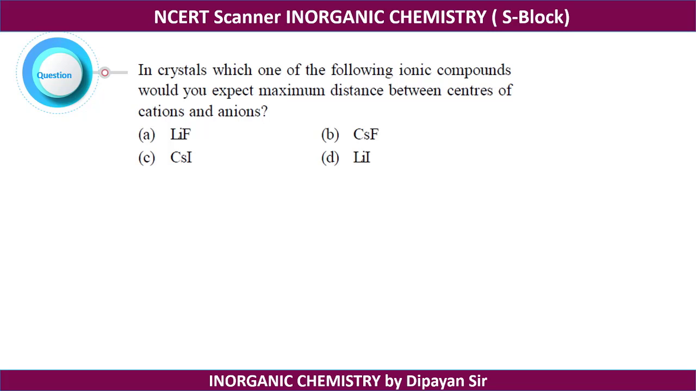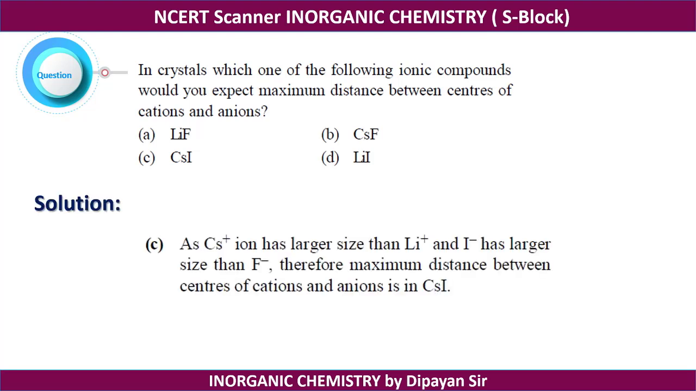In question number 11, in crystals, which one of the following ionic compounds would you expect maximum distance between center of cation and anions? It is very easy, because we can explain by the size of the cation and anion, and the correct option for this question is option C, cesium. If we compare the ionic radius for lithium and cesium, cesium will have the maximum ionic radius. And if we compare the ionic radius of fluoride and iodide, obviously iodide will have the maximum ionic radius, so the distance between cesium plus and I minus will be maximum.